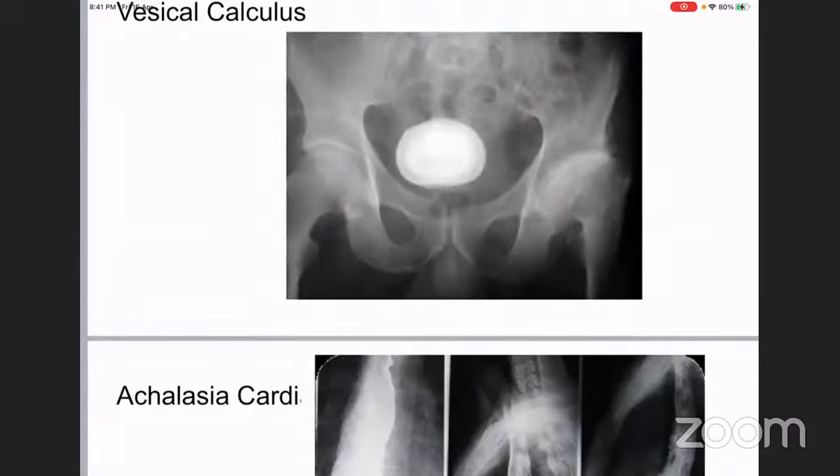Shockwave lithotripsy. Okay, you don't utilize shock waves for bladder calculi. You can probably use it for ureteric calculi. But how do you treat bladder calculi? Transurethral cystolithotomy.